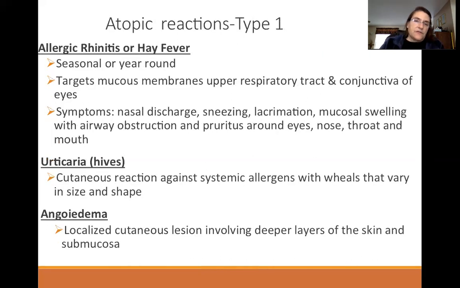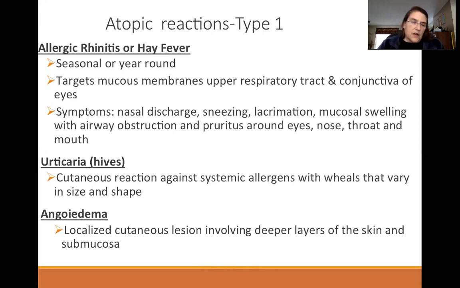All right, a little less dramatic, some atopic reactions, allergic rhinitis or hay fever. These can be seasonal or year-round. It targets mucous membranes of the upper respiratory tract and conjunctiva of the eyes. Symptoms include nasal discharge, sneezing, lacrimination, mucosal swelling of airway obstruction, and pruritus around the nose, eyes, throat, and mouth.